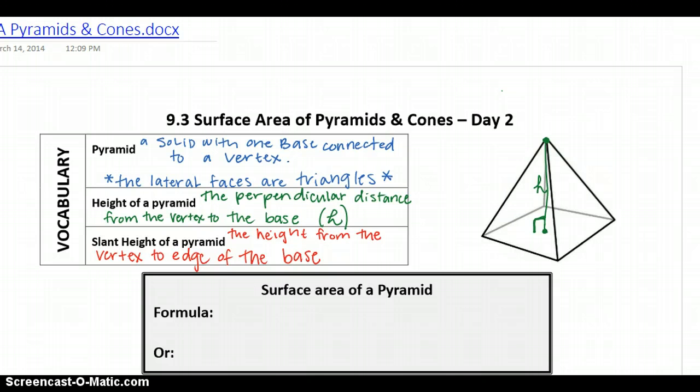The slant height of a pyramid is the height from the vertex to the edge of the base. So again, you can start at your vertex, at your point, but this time you're going to draw the slant height, not going to the center of the base, but going to the side. So it'll go right to the middle of one side, and it should form a right angle with that side, with that edge. Again, we use the letter L to represent slant height.